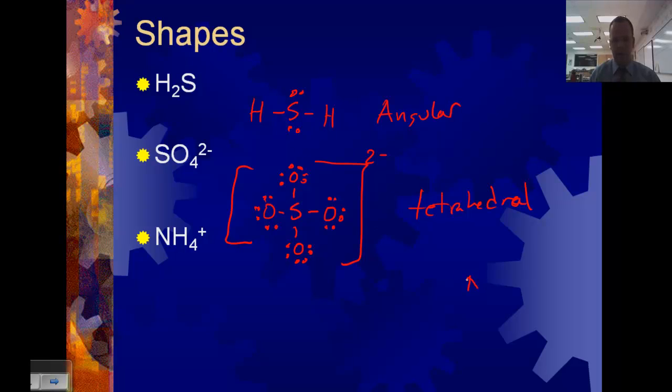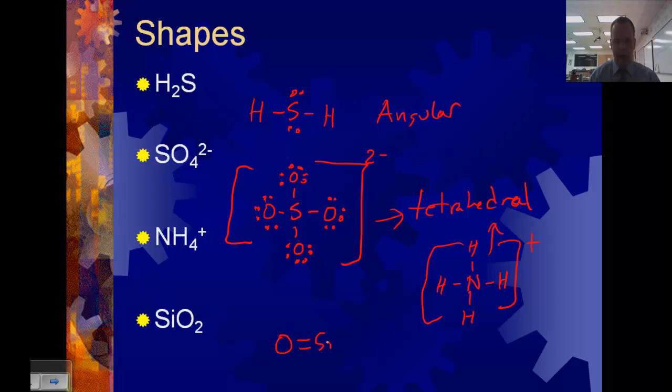NH4+. Draw this one over here. Four hydrogens around the central atom. Once again, this will also be tetrahedral. Finally, SiO2. Silicon has 4. Each oxygen has 6. So you end up with this shape. And this would be linear.